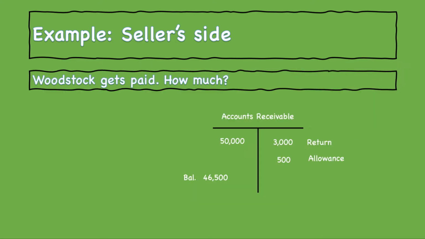So right here, we get to the end of the returns and allowances and all that. Keep in mind, we still have credit terms, 2/10 net 30. So we need to get paid at Woodstock Incorporated. How much are we going to get paid? Well, we need to look at the accounts receivable account for Charlie Brown.